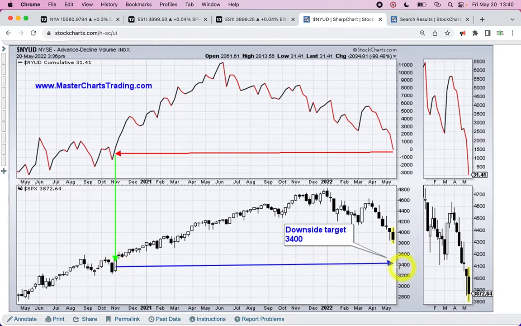So we're looking at 3,400. This is an updated target because I thought it was going to be 3,600. So it looks like we might actually continue lower. That's another 11% or so according to the advance decline line.